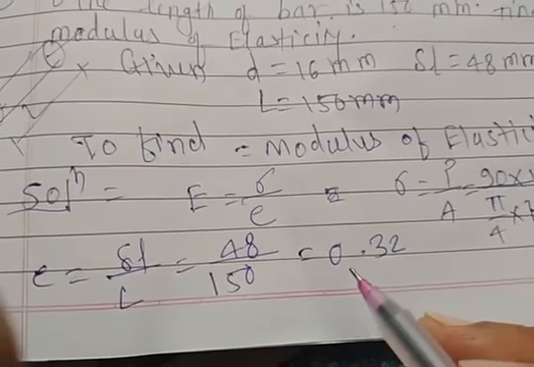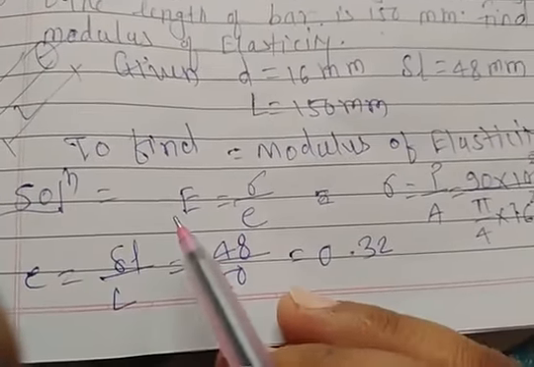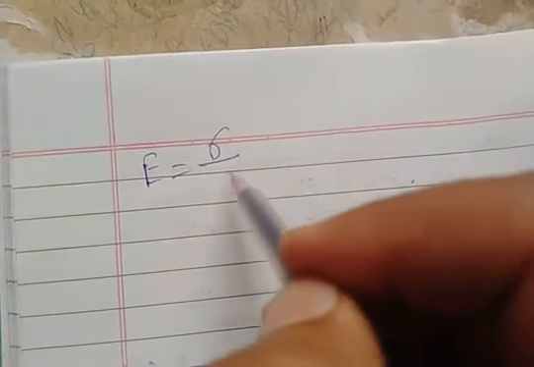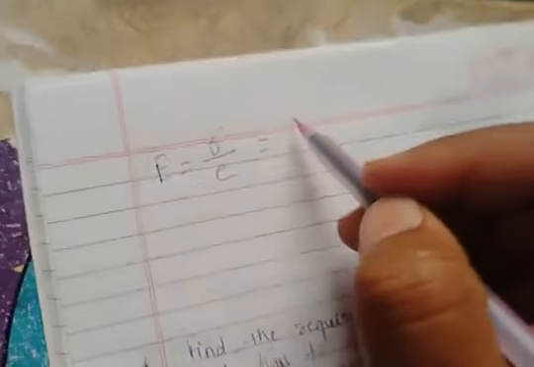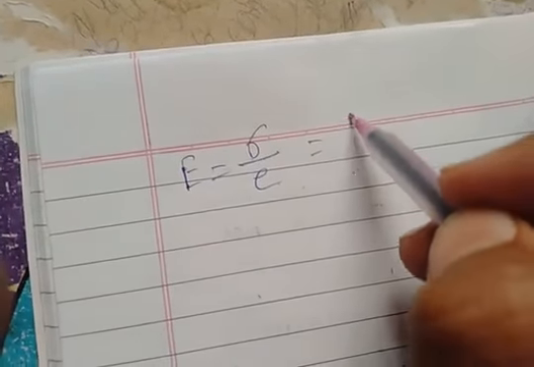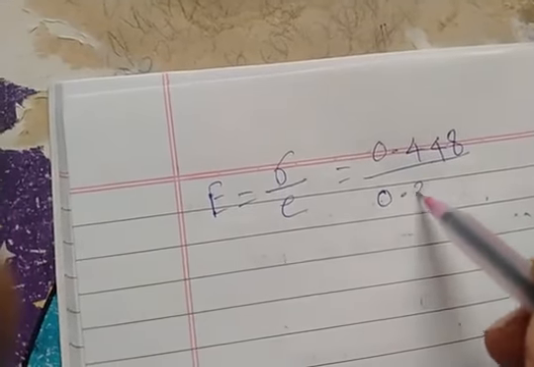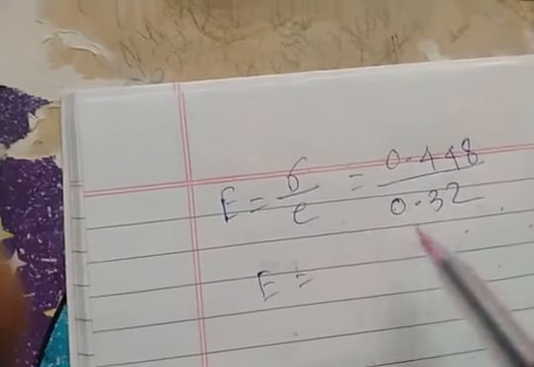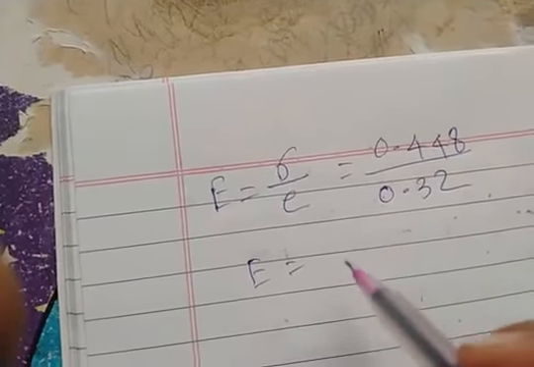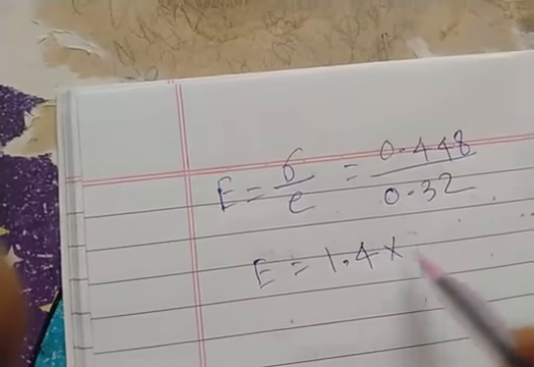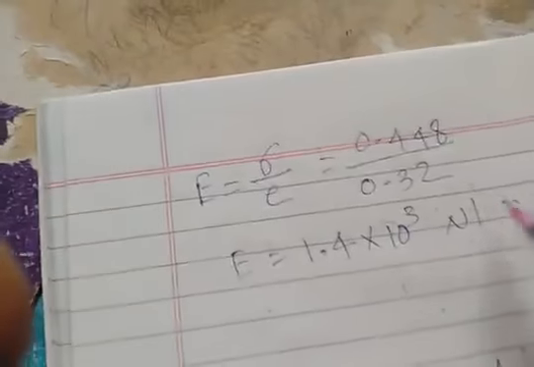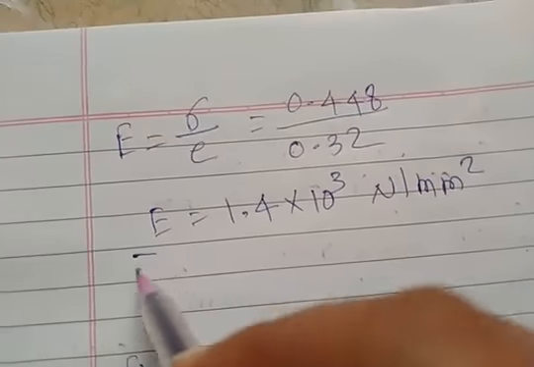Now calculate the modulus of elasticity. Modulus of elasticity is capital E, which is the ratio of stress upon strain. The stress we calculated as 0.448, and the strain we calculated as 0.32. After making this calculation, I get the value 1.4 into 10 raised to 3 Newton per mm square. So this is the value of the modulus of elasticity.